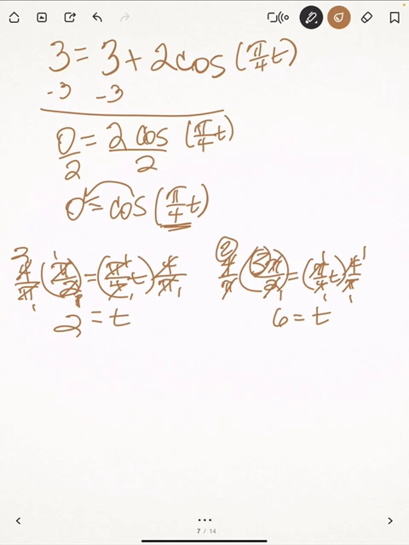However, we were given the range of values, where 0 is less than or equal to t, which is less than or equal to 4. So if we look at our two values, only one of them is between 0 and 4, and it's this one here. So that's going to be our answer. t is going to be equal to 2, or 2 equals t.